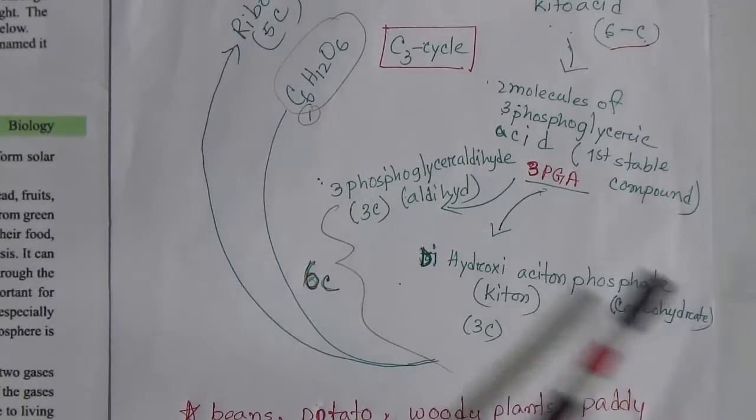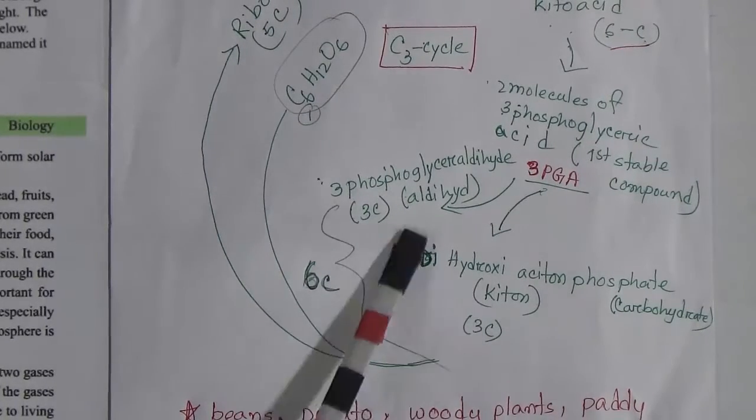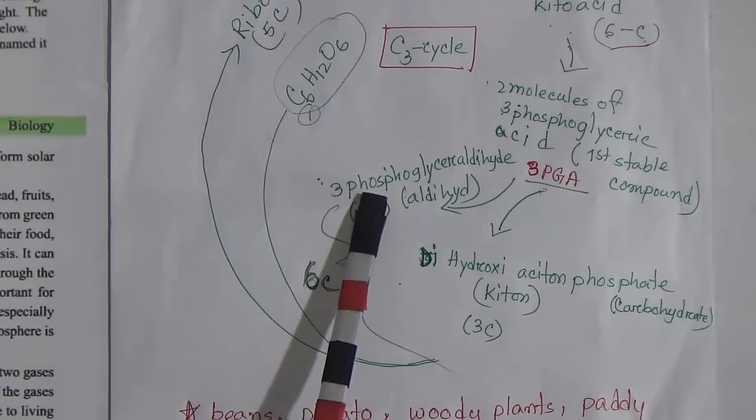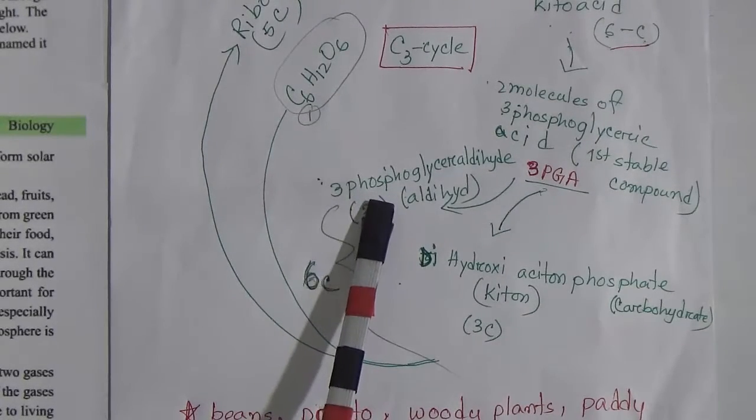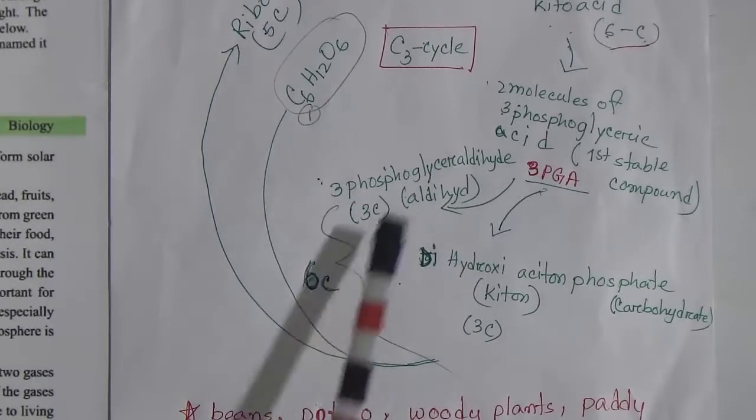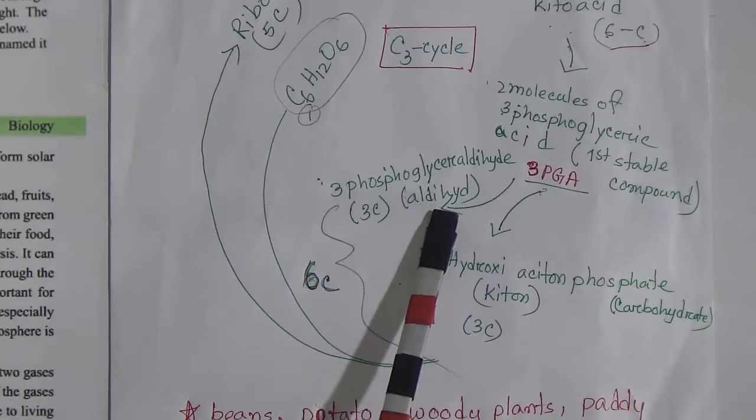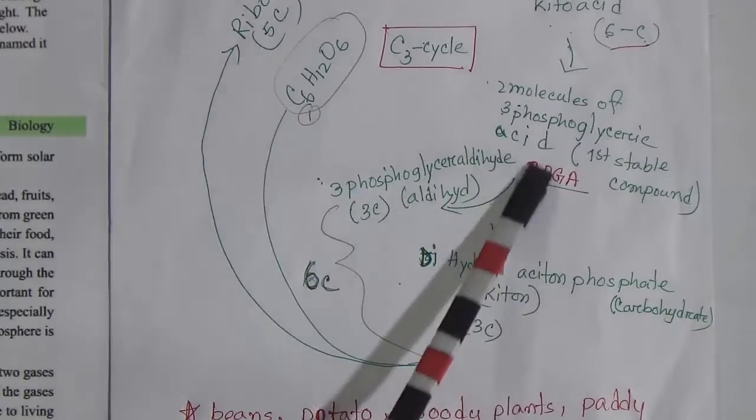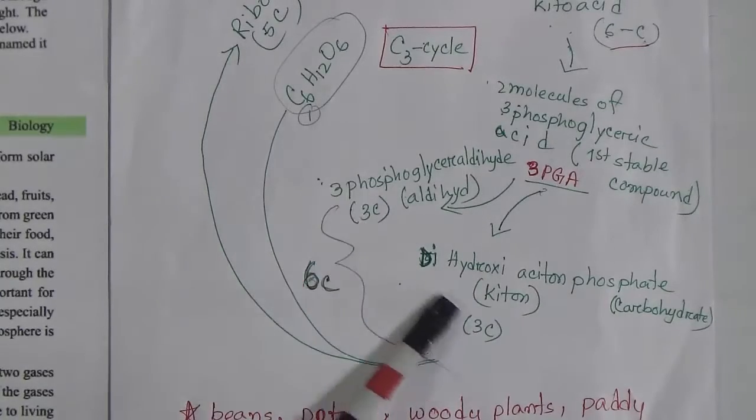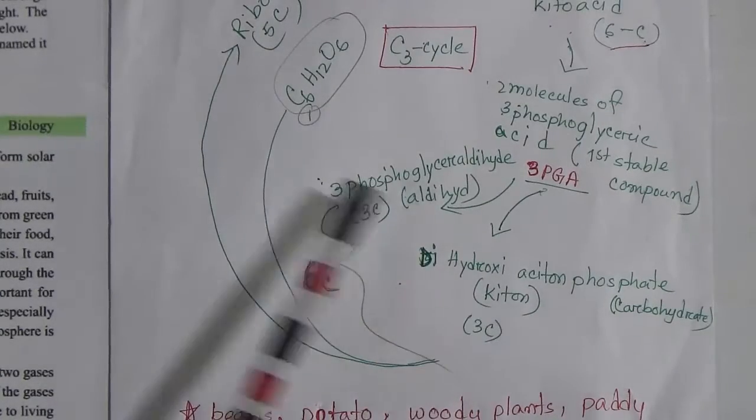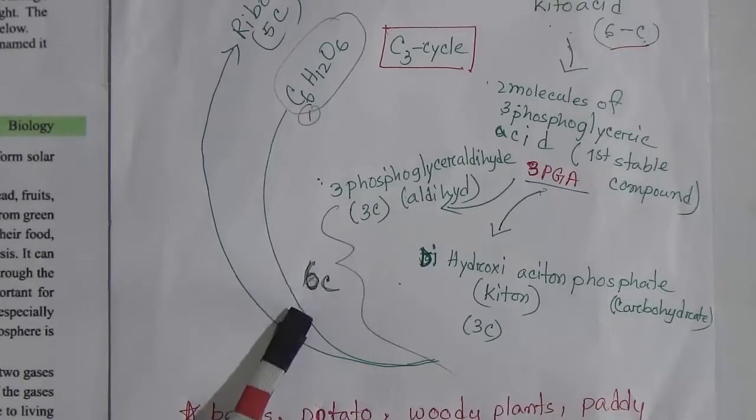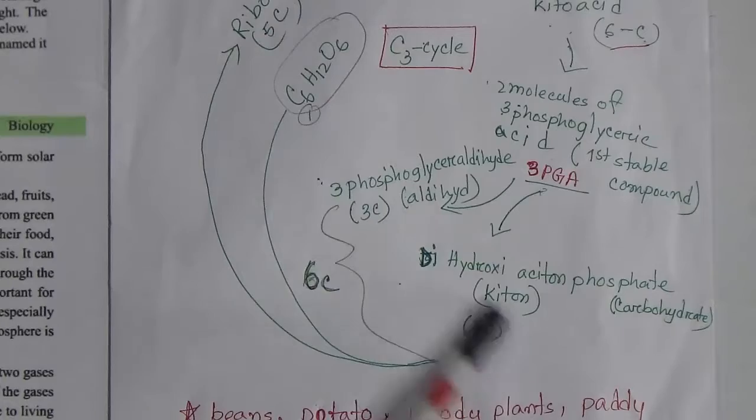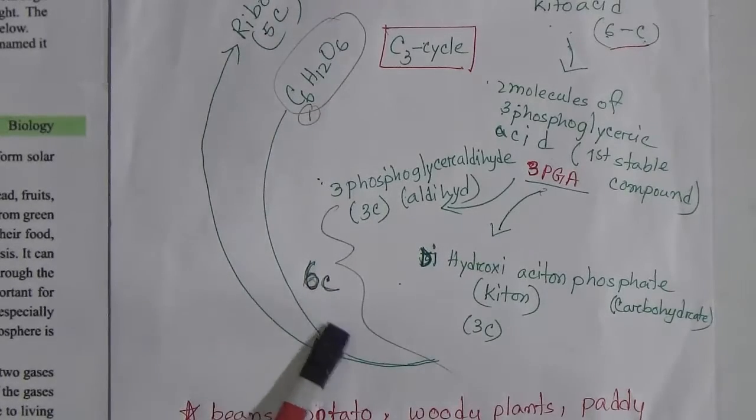After some time this 3-phosphoglyceric acid breaks down into a ketone and an aldehyde. First, dihydroxyacetone phosphate is produced, a carbohydrate with 3 carbon. Another one is phosphoglyceraldehyde, which also has 3 carbon. This is an aldehyde. The 2 molecules of 3-phosphoglyceric acid transform into an aldehyde and a ketone. Both have 3 carbon, and together they have 6 carbon. Here 6 carbon, here also 6 carbon. We have to maintain the carbon balance here.